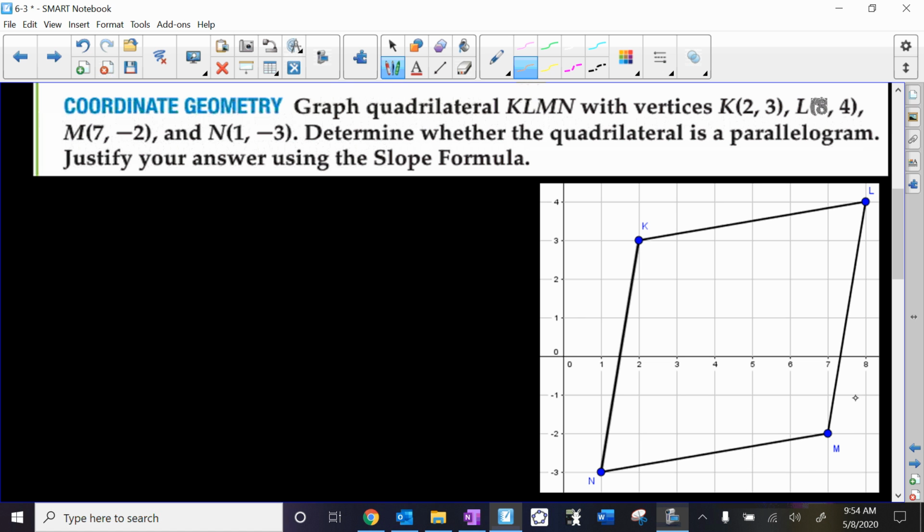So graph the quadrilateral. I did that for us so we could spend just a little bit less time. KLMN with the vertices located there. Determine whether the quadrilateral is a parallelogram. And then it wants to justify our answer using the slope formula. Well, if I want to use the slope formula, I'm trying to show that opposite sides are parallel.